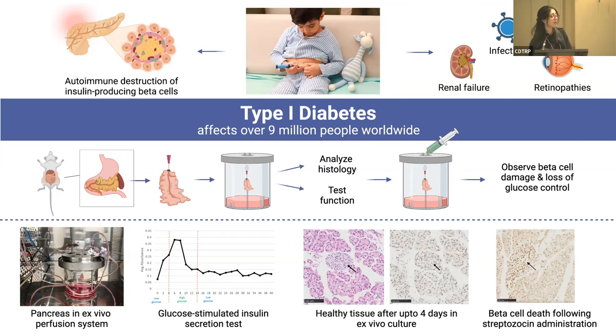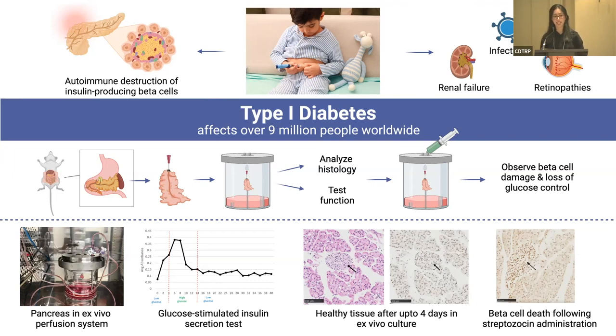And so far, we've been able to show that we can keep the pancreas healthy and functioning for up to 4 days in our system. Then, more recently, we tried to create a model of type 1 diabetes in the ex vivo pancreas, and we did this by using a substance called streptozotocin. And we were able to show that we can generate beta cell-specific cell death in the isolated pancreas just after 48 hours of treatment.